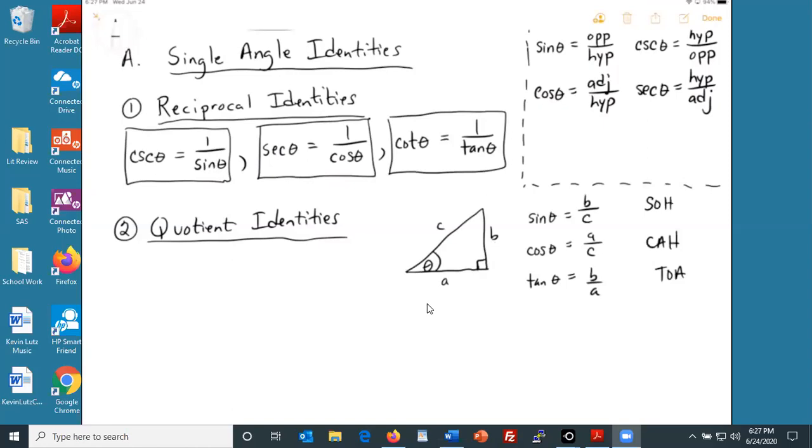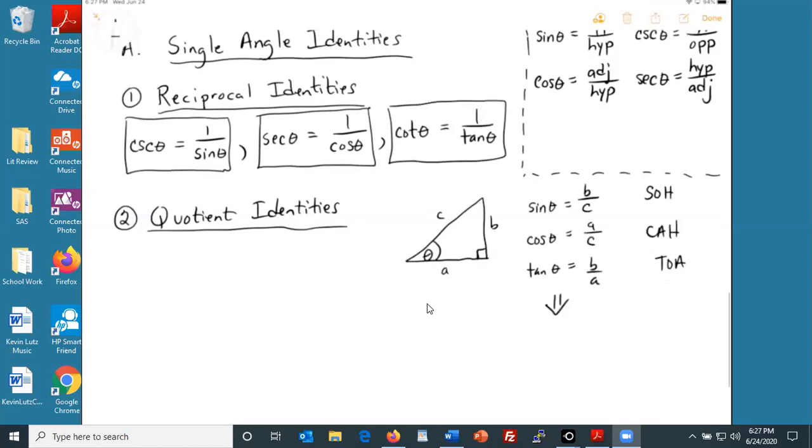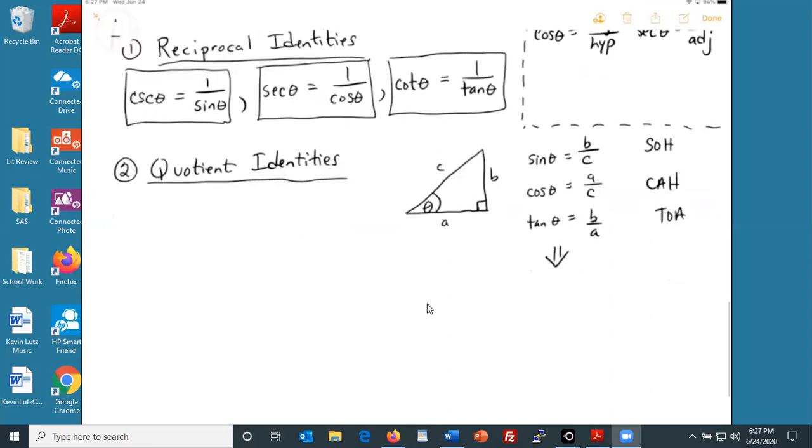All right, now what we're going to do is take this information here and just do one thing. What's sine divided by cosine? So notice what I just did here. I'm dividing 2 things, which is a quotient. So we're actually proving the first quotient identity. We know what sine and cosine are. It's these fractions right here. So sine is B over C, and on the bottom, cosine is A over C.